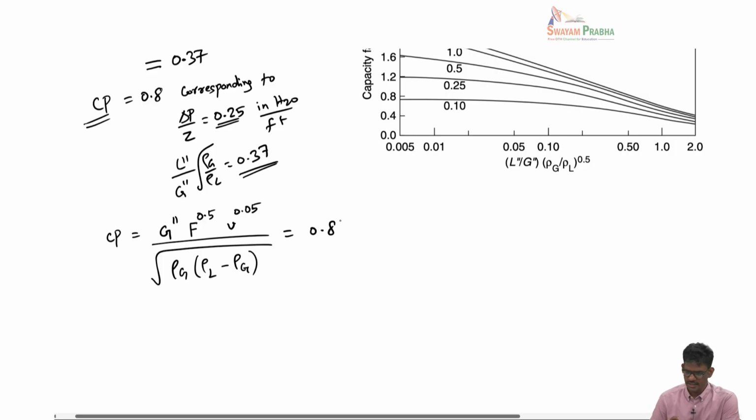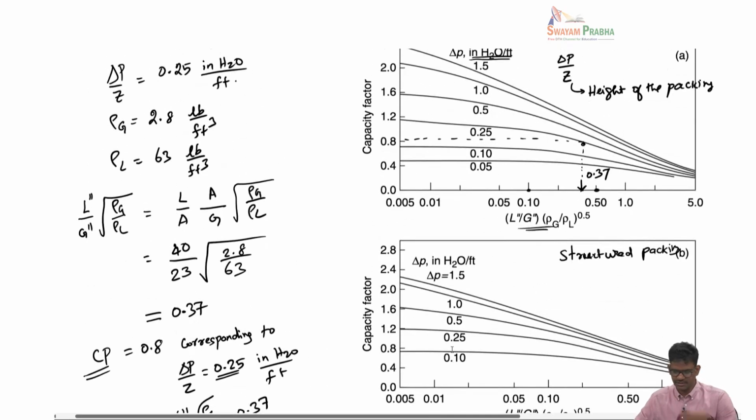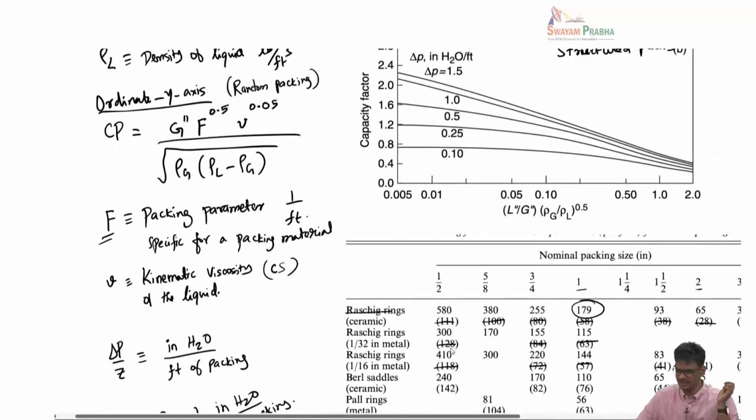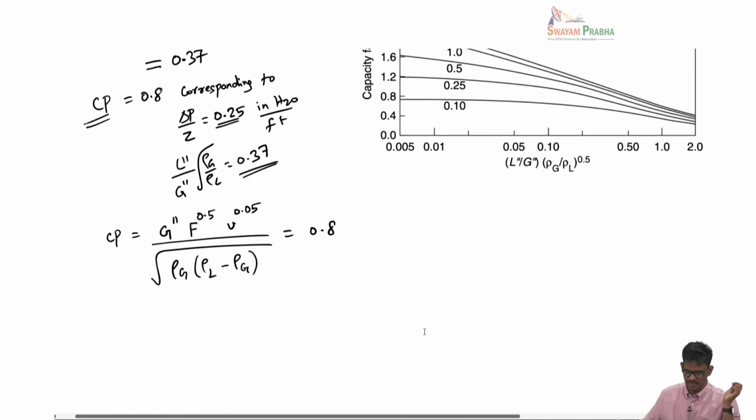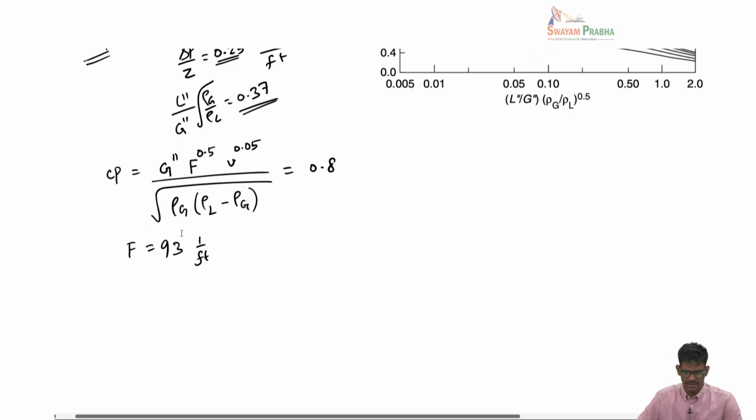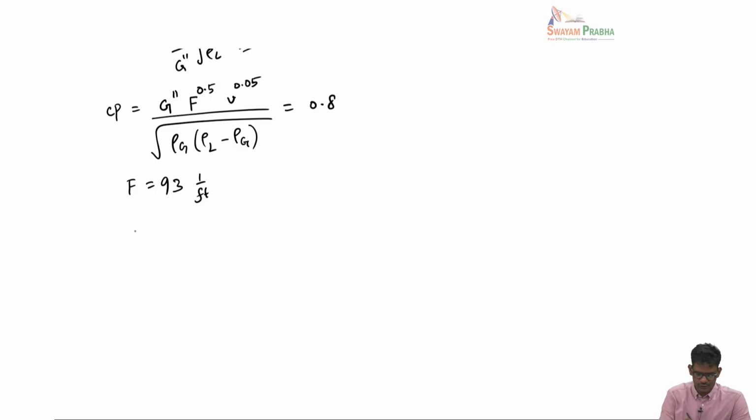Okay, and if I go back to this to find the F parameter, I go to this table and I'm looking at the 1.5 inch ratcheting ring, and that gives me a value of 93. So F is 93 foot inverse, and the kinematic viscosity is given. All the rho G, rho L is also given, and we also know that G double prime is nothing but G over A.